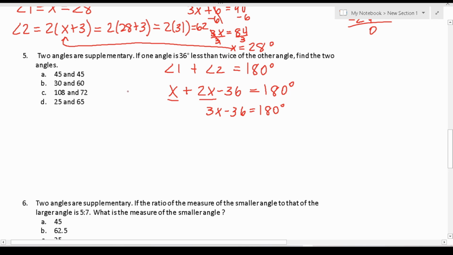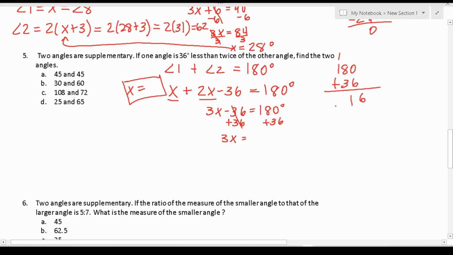Again, our goal is to try to solve for x by itself like that. So in light of that, the next thing I'm going to do is add 36 to both sides. This is going to cross out, leaving me with 3x equals 180 plus 36. In case you can't do that in your head, there's no shame in working it off to the side. 0 plus 6 is 6. 8 plus 3, 8, 9, 10, 11.